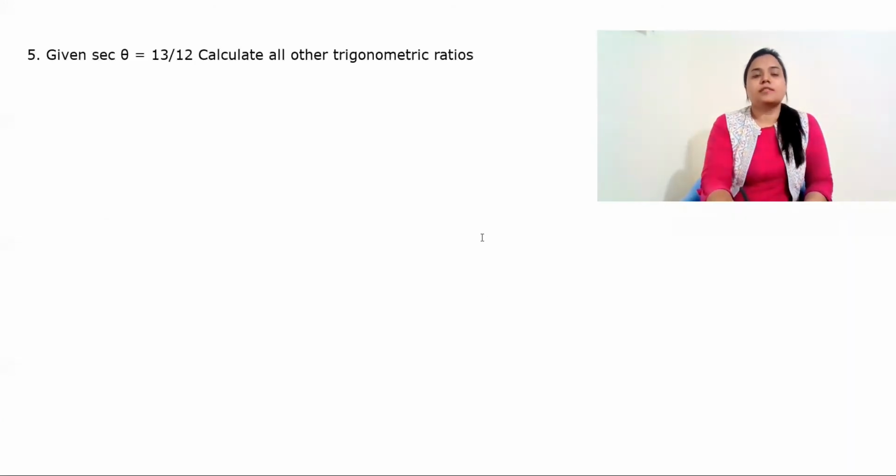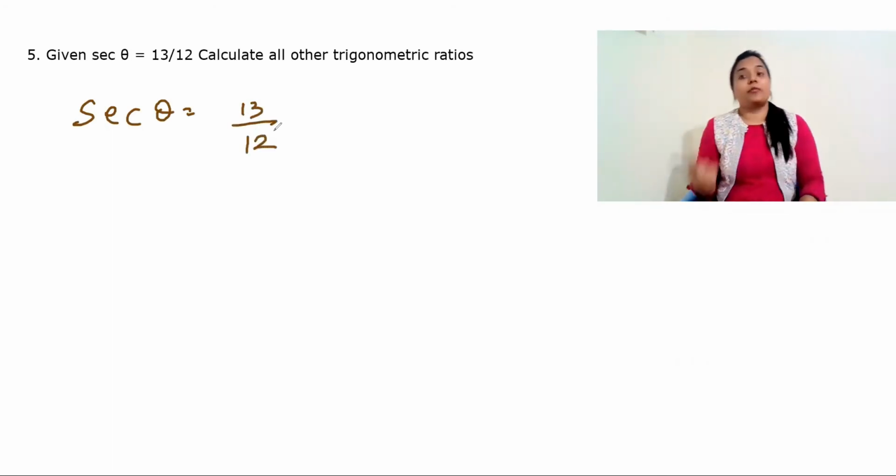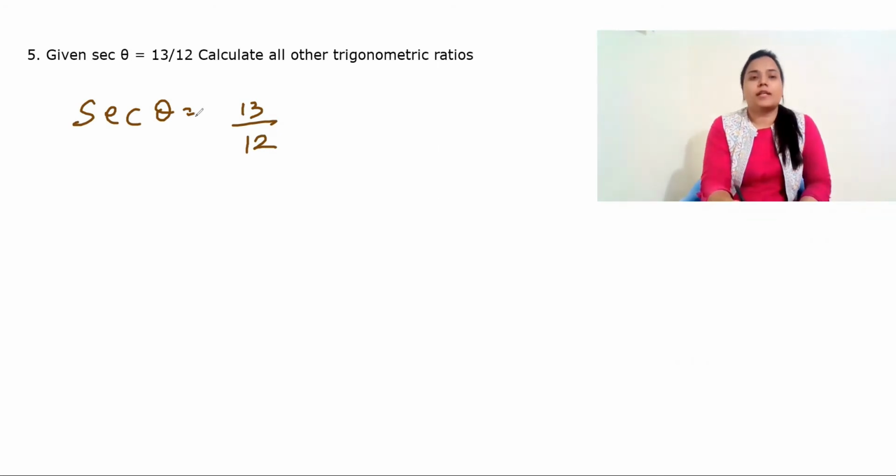Fifth question: sec theta is 13 by 12. In this, we have to calculate all other trigonometric ratios. All other trigonometric ratios means what? Tan theta, cot theta, sine, cos, sec, cosec. We have to find all 6 ratios. Okay. Let us start. Sec theta is 13 by 12.